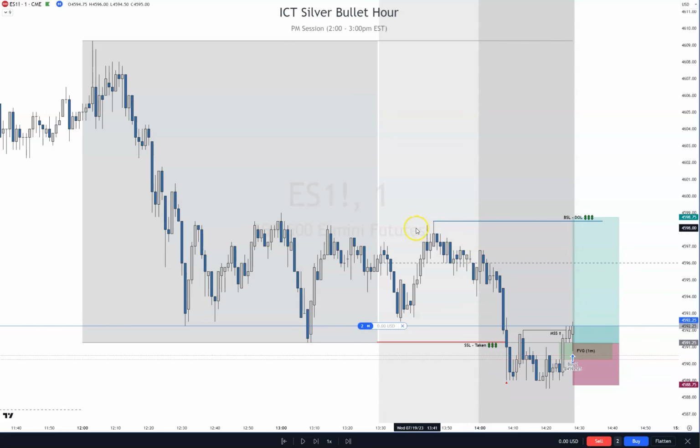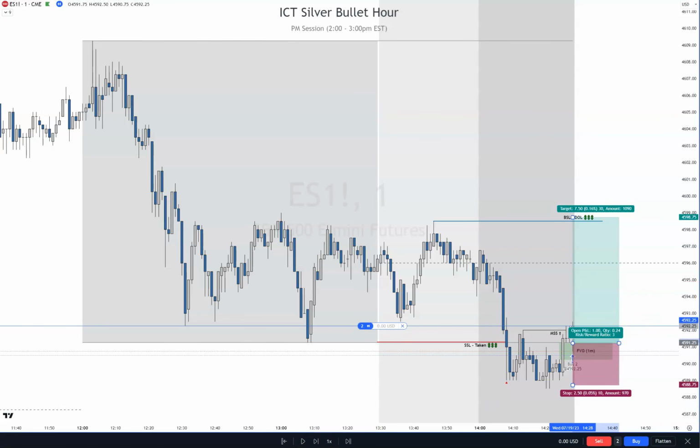So you see what we're looking for. Our draw on liquidity would be right here, and my stop has to go below the first candle of the 3 candle pattern. So that's 1 tick above, 1 tick below, right there. So I'm aiming for 1 to 3 basically here on this. That's the swing high that I'd like to see broken.